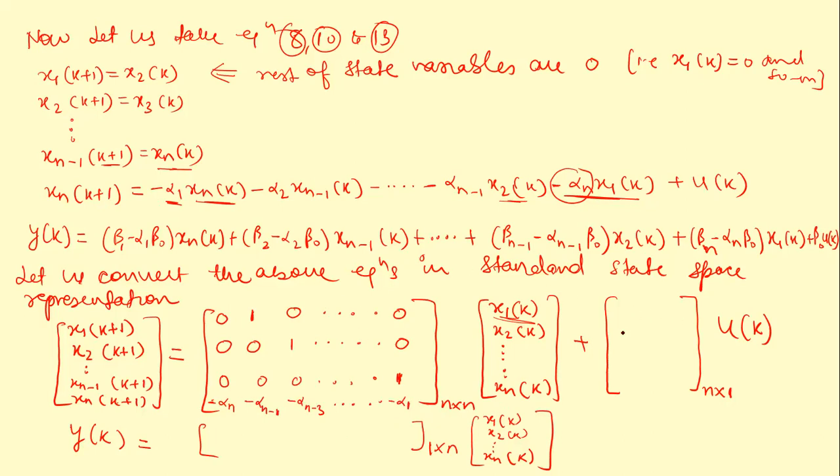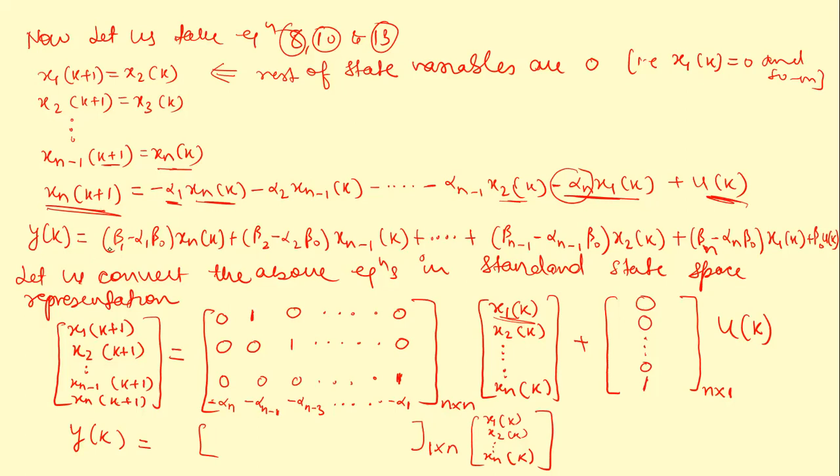Now similarly, what are the elements of matrix G? This is the G matrix, right? So we can see x1 k plus 1 doesn't have any control variable, so it is 0. x2 k plus 1 doesn't have any control variable, so it is also 0. Then xn minus 1 k plus 1 doesn't have any control variable, so it is also 0. But xn k plus 1 has a control variable 1, so it will be 1 here, right?